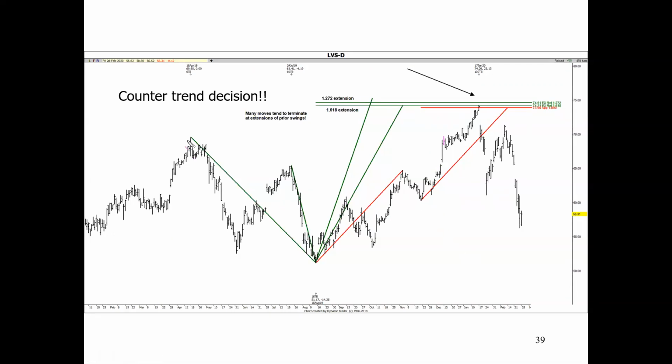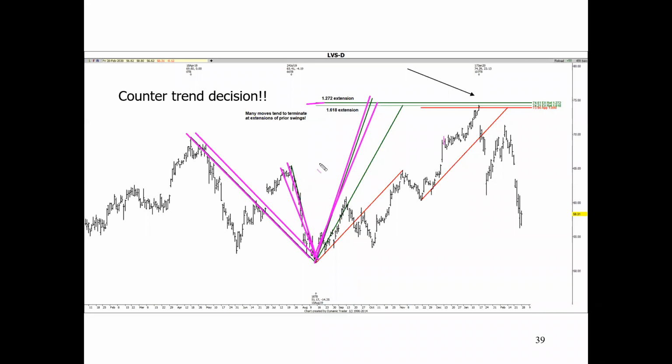Now, one of the things that I've already told you is that many moves tend to terminate at extensions of prior swings. So I had this high to low extended, and then this high to low extended. So you had a 1272 extension of one swing, the larger one, and a 1618 of the smaller one. They just happen to overlap each other.